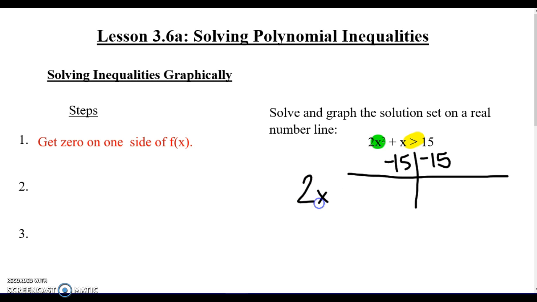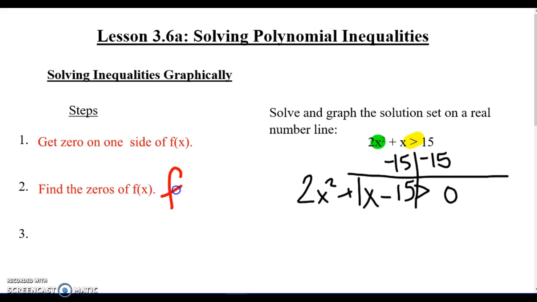So I've got 2x squared plus 1x. You might say, I don't need the 1x. Okay, fine, x, whatever. Minus 15. It's still greater than 0. All right, so I got everything to one side. What does it tell me to do next? Find the zeros. All right.